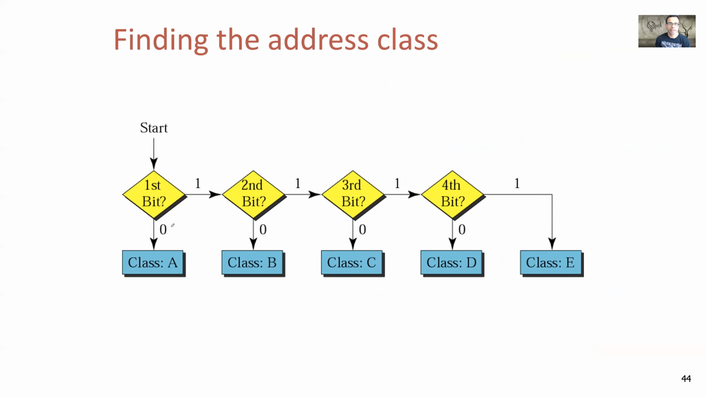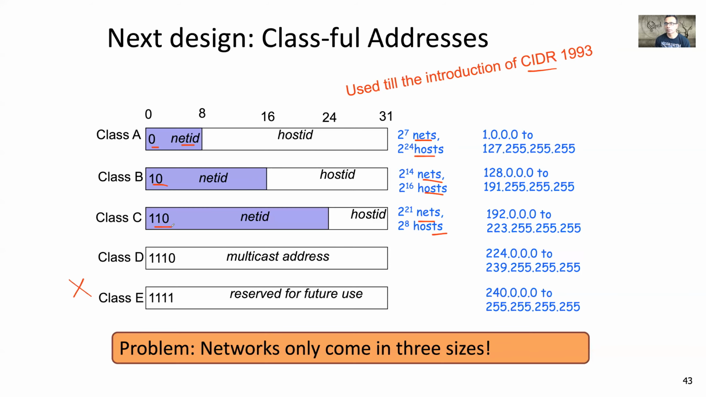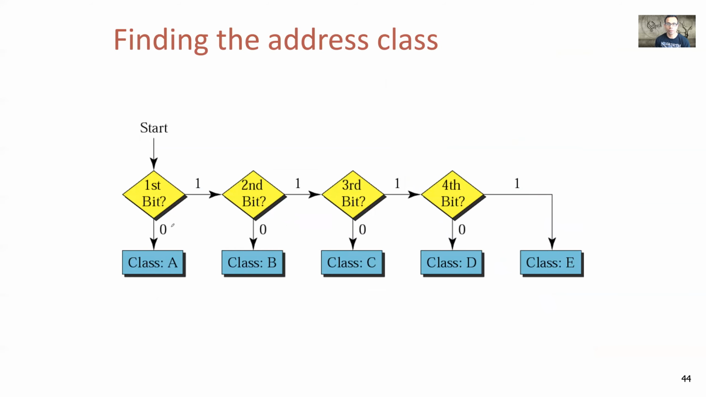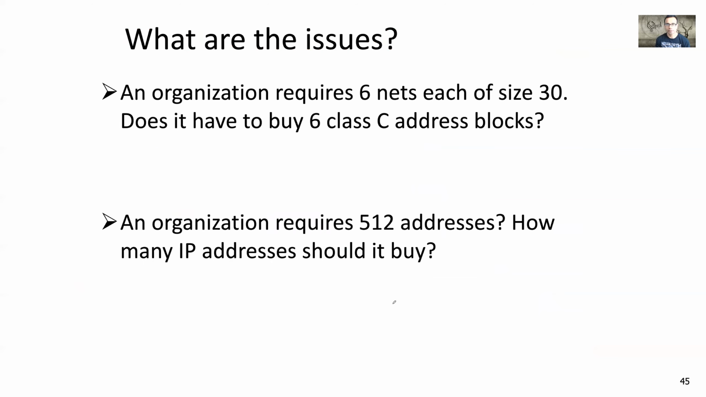So this is just saying, how do you figure out the type of address? That's fairly straightforward, right? If you look at this simple flow chart, you can very quickly tell what class of IP address a particular IP address belongs to.